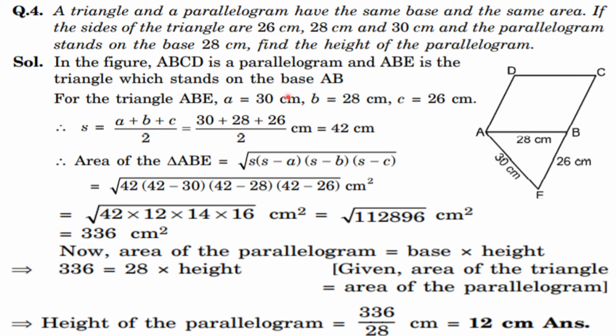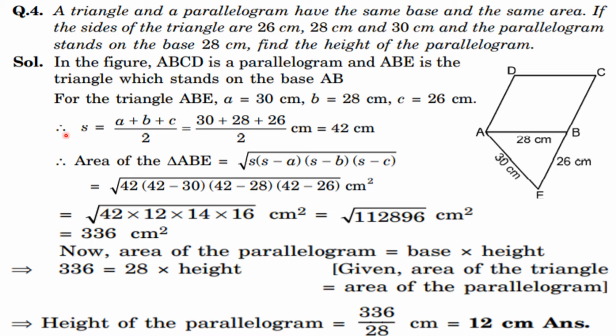Yes. So let us assume that a is equal to 30 centimeters and b is equal to 28 centimeters and c is equal to 26 centimeters. We are assuming that with small letters a, b, c for our convenience. Understood this step, my children?